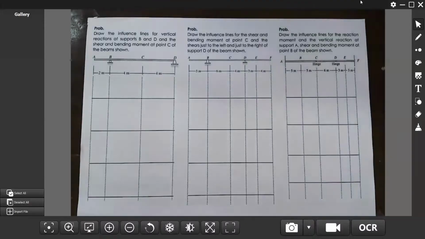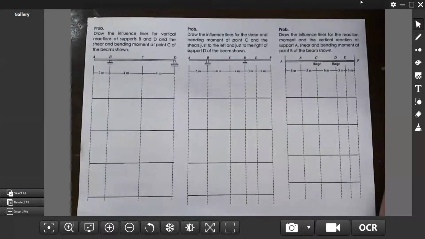Okay, so I will be solving some of our problems applying the Miller-Breslau principle, coupled with my own style, kinamban lang nila, para this will serve as a guide in drawing influence lines. So I'll be solving three problems.